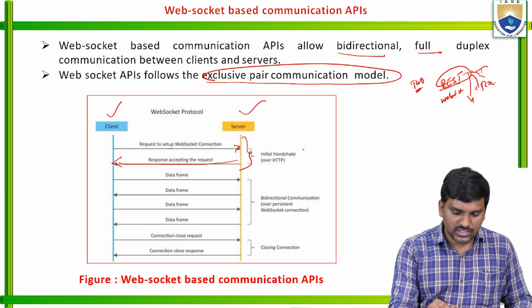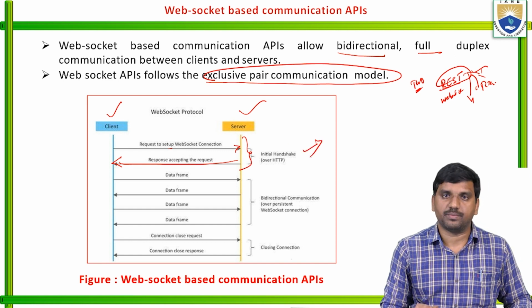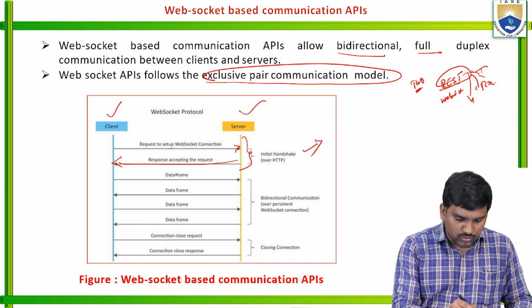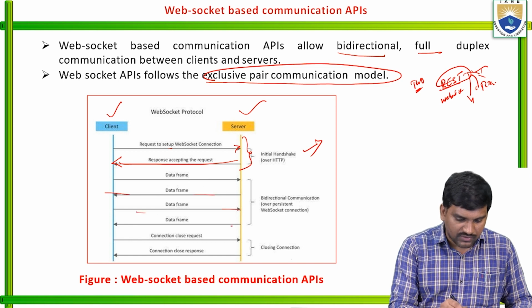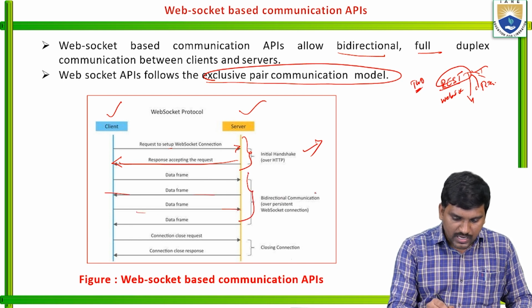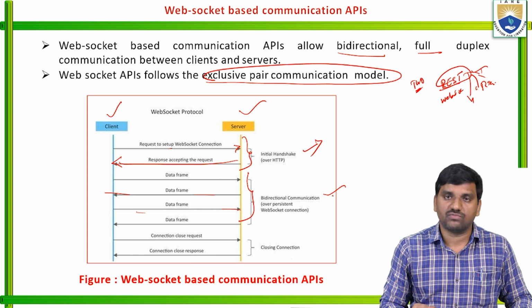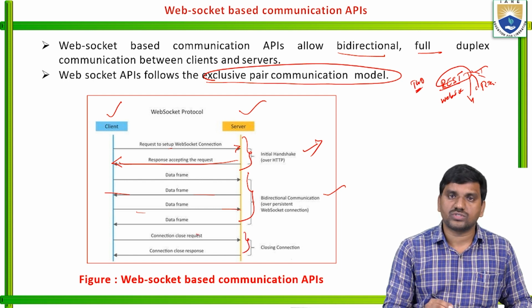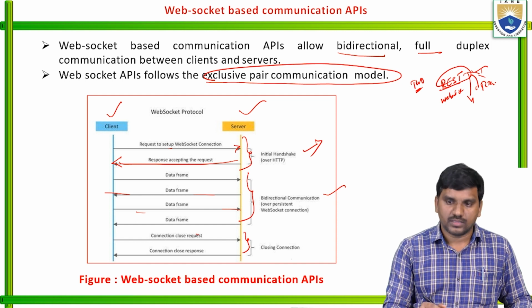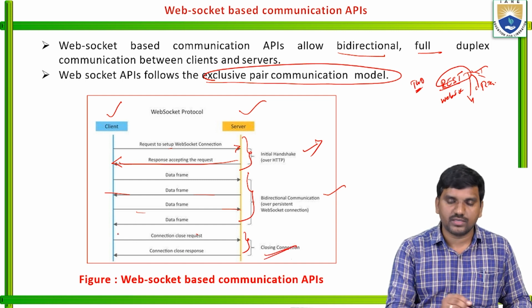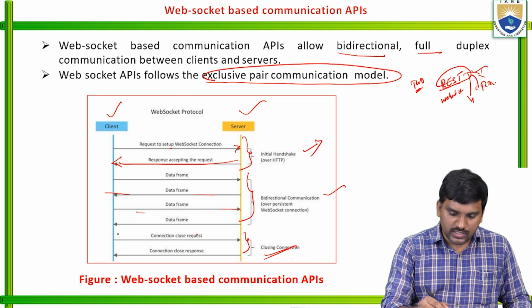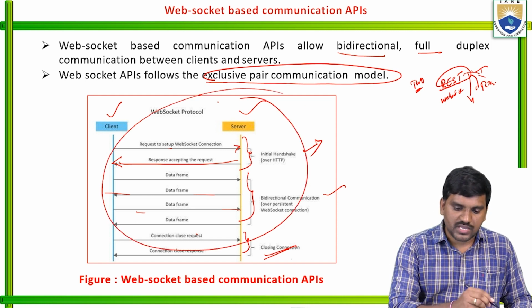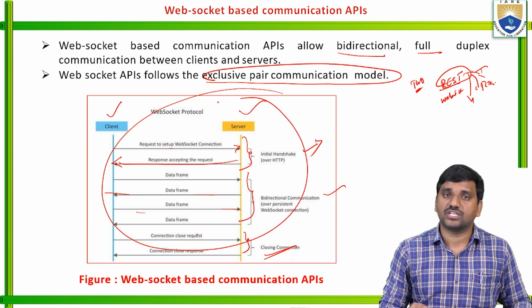These are the two initial handshake messages over HTTP. The remaining 4 are data frames. These 4 are bidirectional communication over a persistent WebSocket connection. The remaining 2 are a close request and a close response. That is closing the connection between client and server. So this is WebSocket based communication APIs.